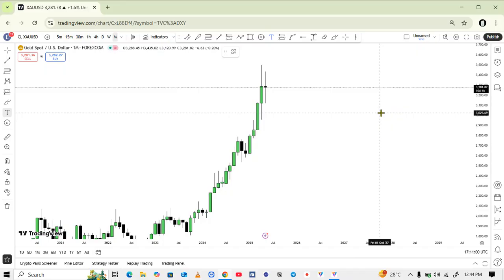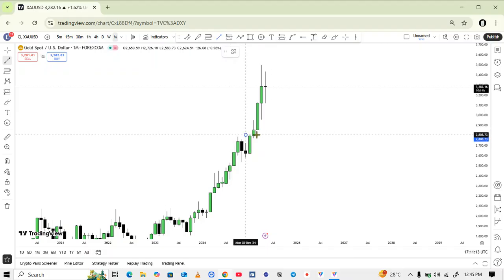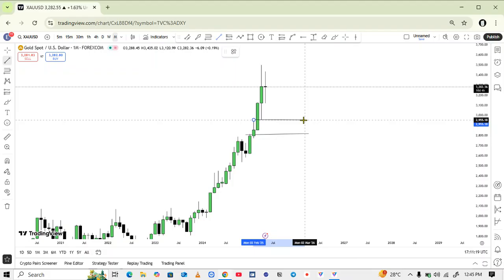So this is the monthly time frame, and from the monthly time frame, what can you see? Gold is currently bullish. Why is gold currently bullish? Gold is bullish because this candle closes above this candle. The second candle closes above this candle, showing you the bullish momentum. This is the reason why gold is bullish.